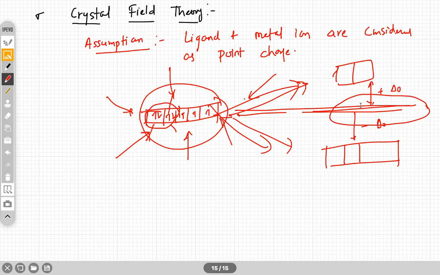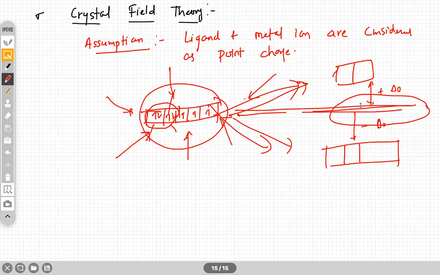To sum up all this, we can say that crystal field theory is based upon the electrostatic attraction between the ligand and the metal ion. Why electrostatic attraction? Because we assume that the ligand and the metal ion are point charges. When the electrons from the ligands approach the d orbital, because of the electrons already present in the d orbital, there will be uneven repulsion, and hence the d orbital, to minimize the repulsion, splits into two sets of orbitals, or more than two also possible, depending upon the geometry.